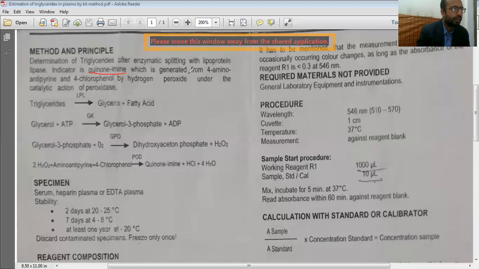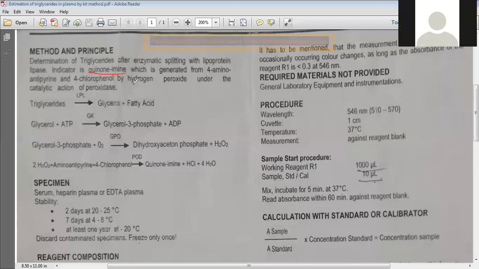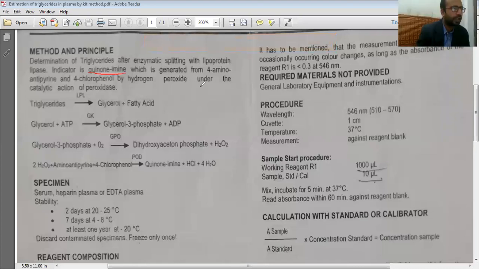Generated from 4-aminoantipyrine and 4-chlorophenol by hydrogen peroxide under the catalytic action of peroxidase.